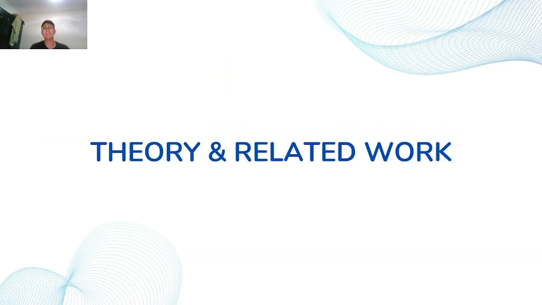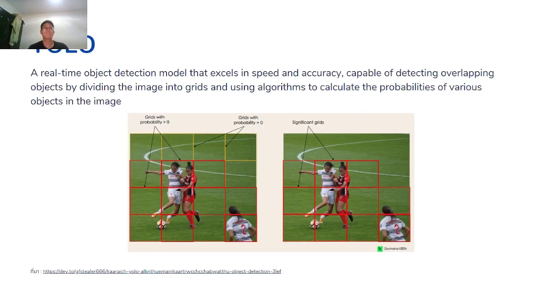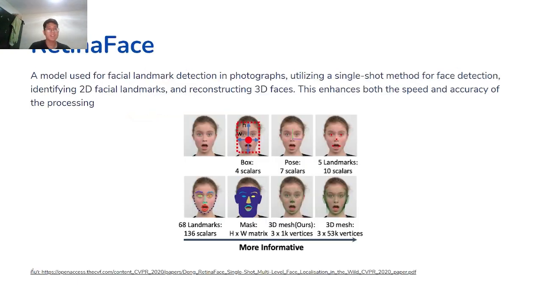The next part is about the theory. The first one is YOLO. We use this for real-time object detection, and we use many parts of it. Then RetinaFace. In this model, we use facial landmark detection. So we can define the facial landmarks, and we can use this for head pose estimation.